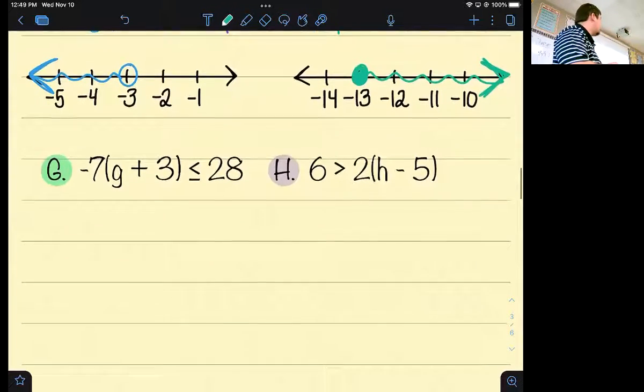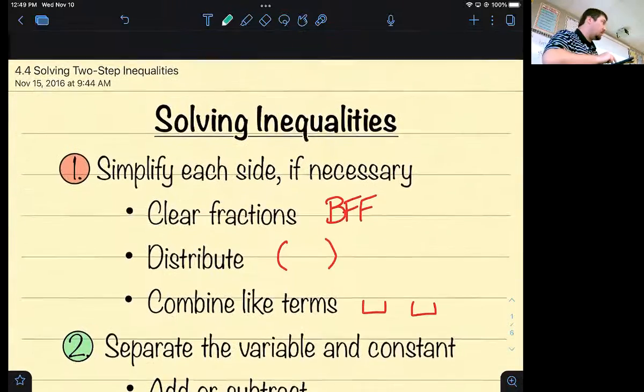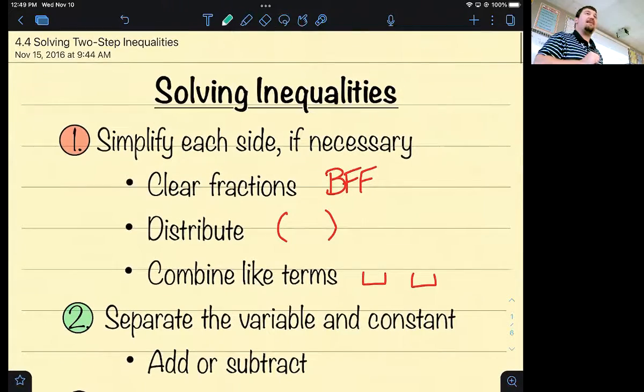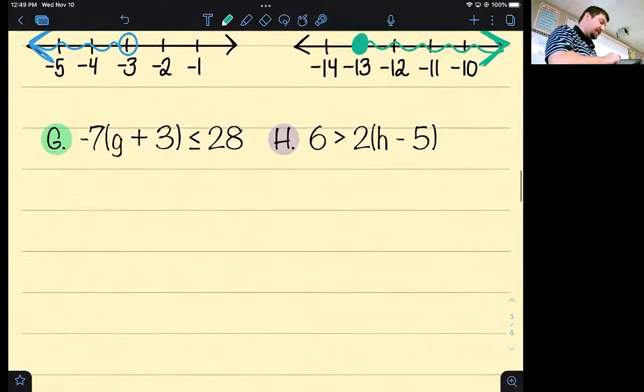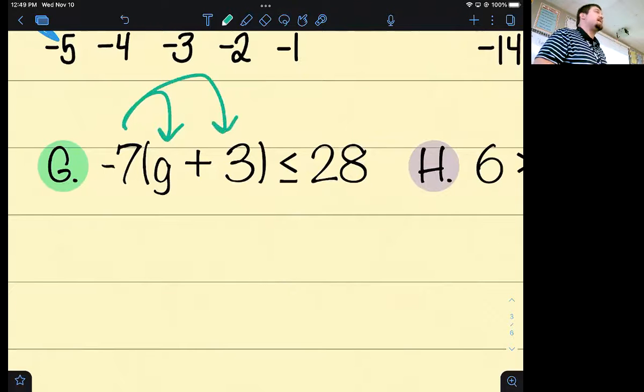Now we have one that has parentheses. And that means, according to my rules, distribute. Yeah, I have to distribute to get rid of the parentheses, and I should do that first. So the number in front of the parentheses is a -7. Now, when I distribute a -7, I do not have to flip the sign because I'm only distributing to that side to get rid of the parentheses. It's when I'm multiplying by a negative to both sides.